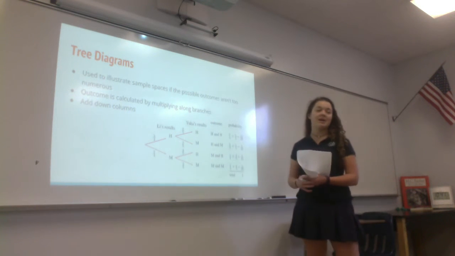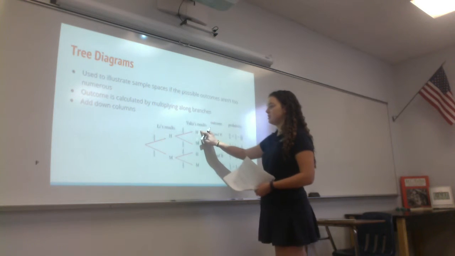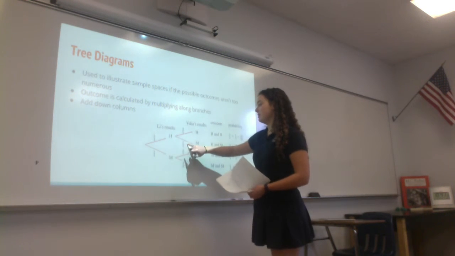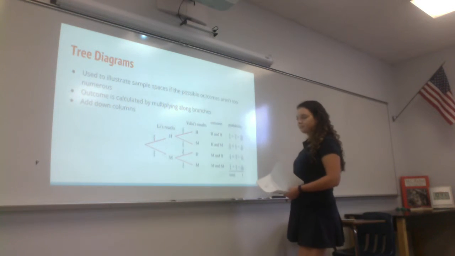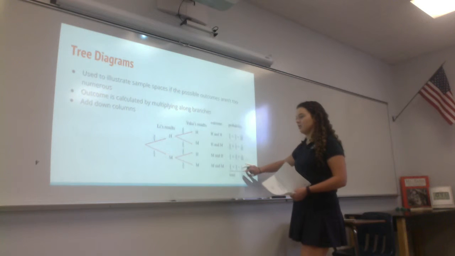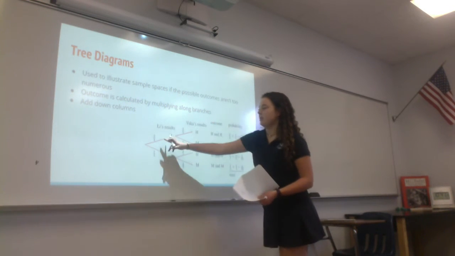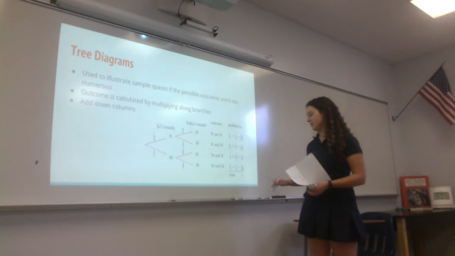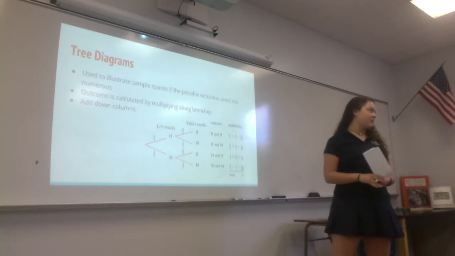The most important thing you have to remember with tree diagrams is to multiply along these branches here. So if you're trying to find the probability of this and this, you have to multiply along this branch and then add down this final column of all your multiplication. So you can't add like here and here. You have to do your multiplication first. And if you can see right here, all these products end up totaling to 1.